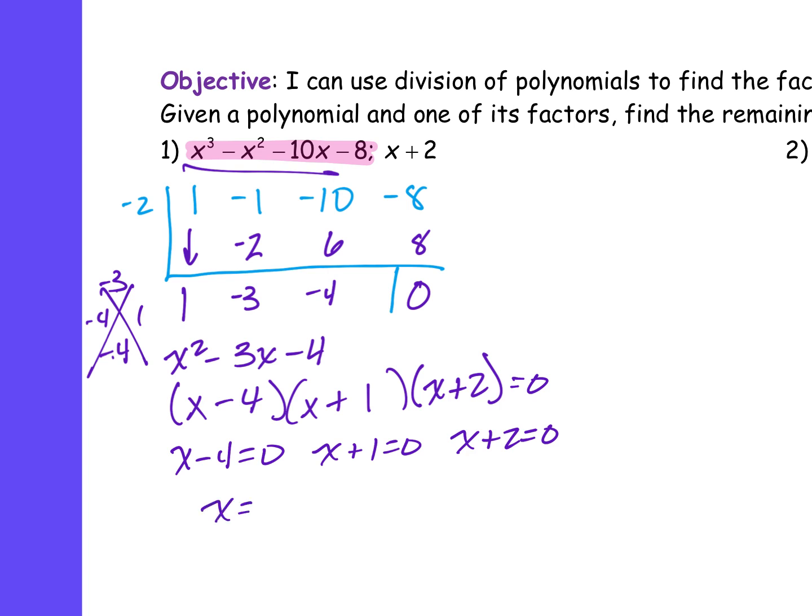You just switch all the, what are they called? Signs. Signs. So what is it? So 4, minus 1, and then minus 2. Right, there's my answers.